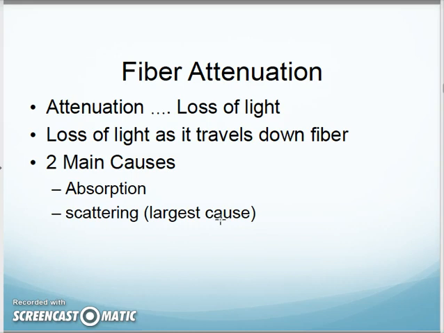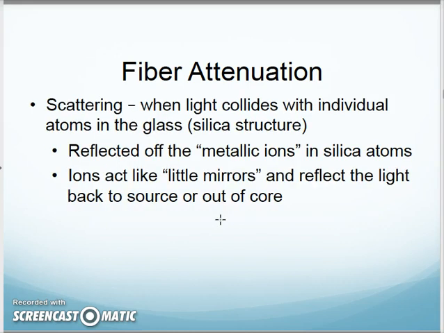The second main cause is scattering. So let's take a look at this one now. Scattering is when light collides with individual atoms in the glass. The glass itself is made up of a little silica matrix, and there are actually metallic ions in there that act almost like little mirrors.